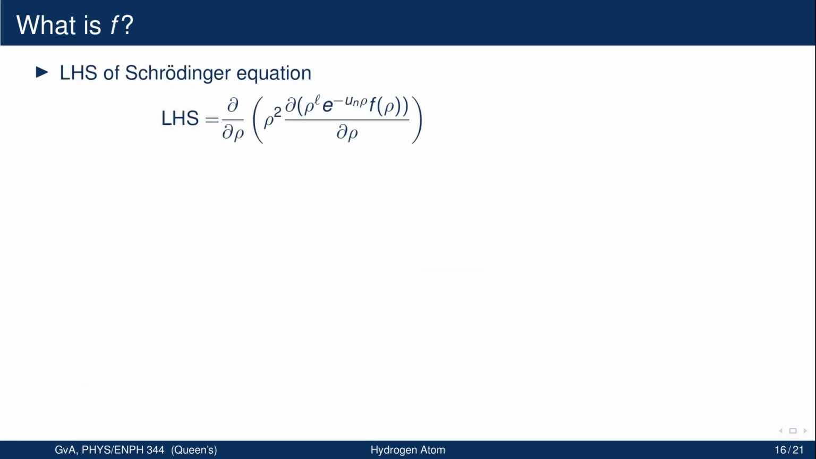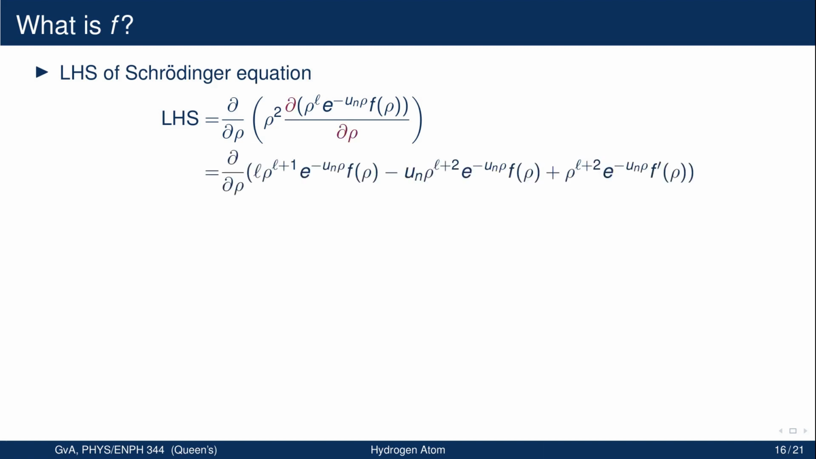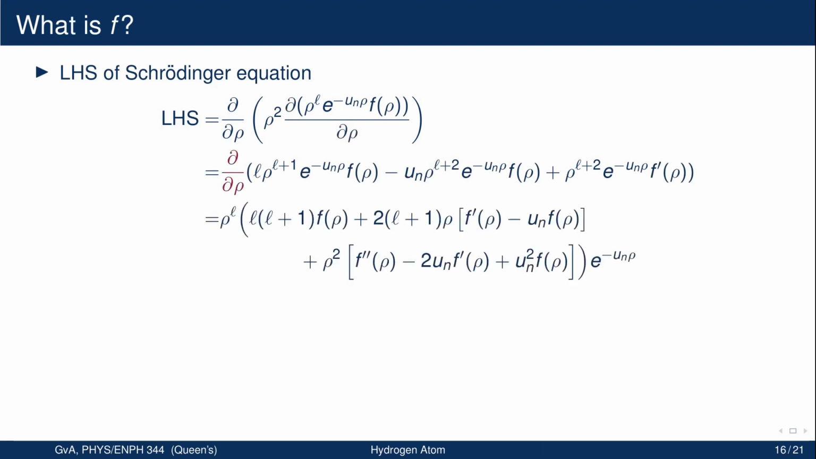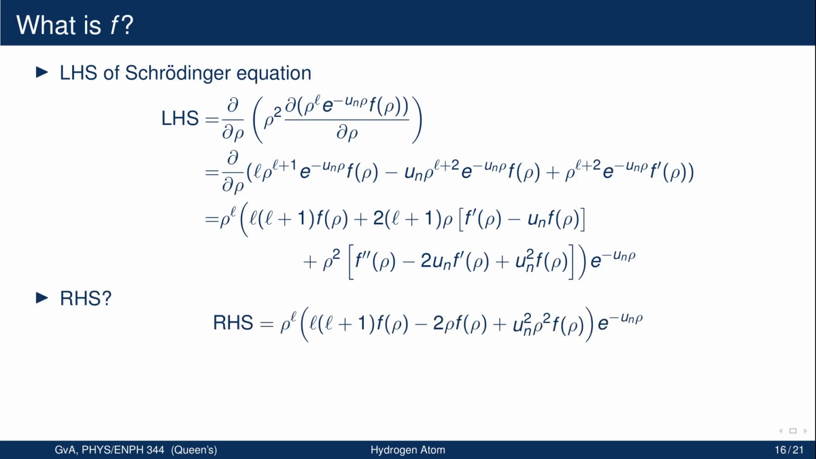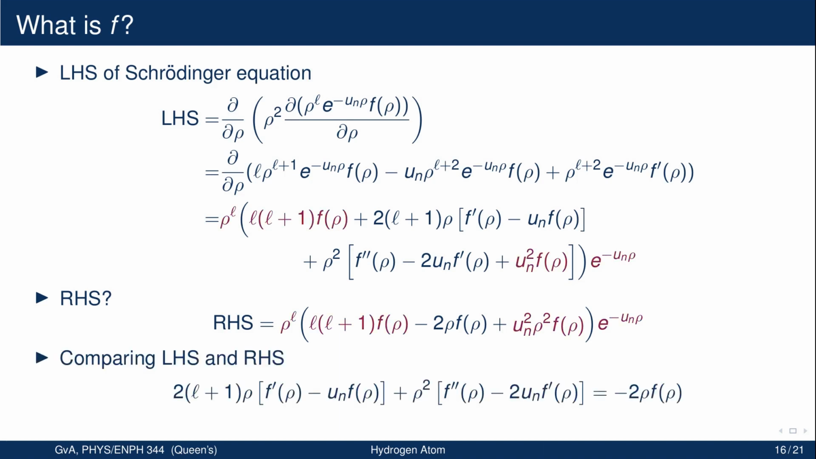To find the ordinary differential equation for f that allows us to solve it, the first thing we're going to do is substitute f into the left-hand side of the Schrödinger equation. The first thing we're going to do is differentiate with respect to rho. That gives us a whole bunch of terms. Then we need to differentiate with respect to rho again, and that gives us even more terms. Then we need to compare with the right-hand side. Substituting the form of our solution into the right-hand side, we get something that looks like this. If we make a comparison of the left-hand and the right-hand side, we see a whole bunch of terms, highlighted here in red, that are common between the two, and we can cancel those out. Comparing the left-hand and right-hand side then gives us this ordinary differential equation for f.